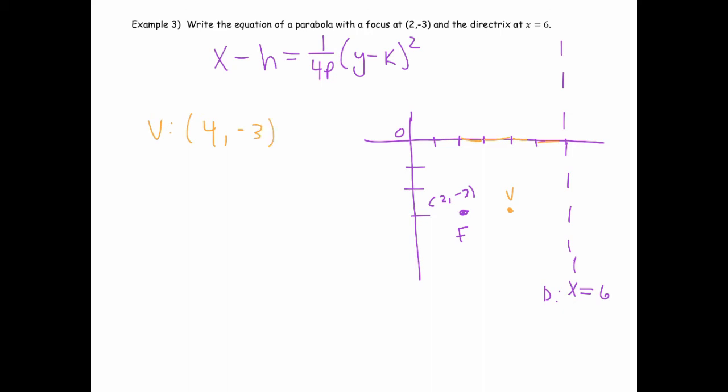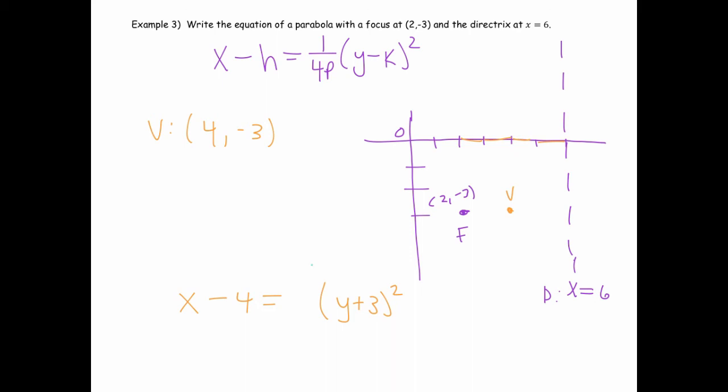Right, and that's important because it actually gives me part of my equation right away. So it should at least start like this: x minus 4 equals, we'll leave the 1 over 4p out for now, (y minus -3), which would be (y plus 3) squared.